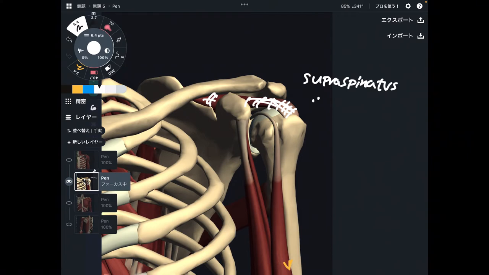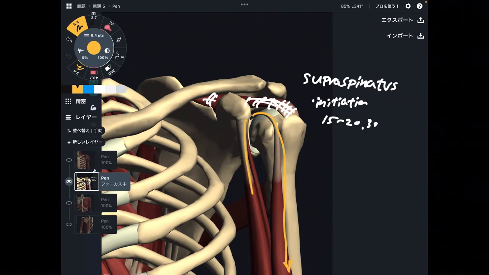Let's say initiation. It's important for like 15 degrees to 20 degrees, maybe 30 degrees of abduction. This number depends on anatomy books, but pretty much the beginning of abduction. This is important for the beginning of abduction. Supraspinatus. And one more muscle.